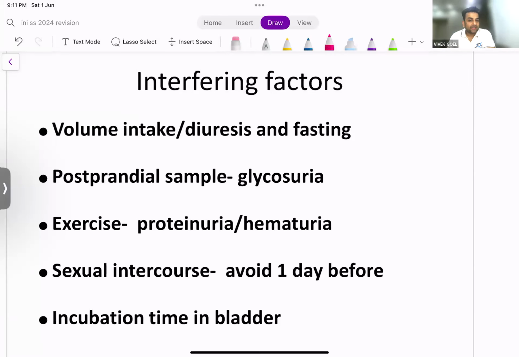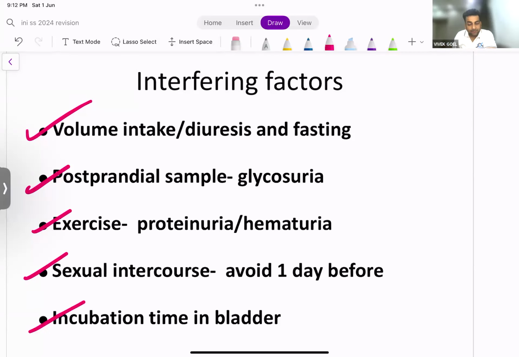So what are the interfering factors? Volume intake or diuresis or fasting has a bearing on the urine because it changes the specific gravity and changes the pH of the urine. I'll tell you how. A postprandial sample could lead to a false positive glycosuria in the urine. Exercise could cause proteinuria or even hematuria in the urine. That is why we always ask the patient to avoid strenuous exercise, even sexual activity, before giving the urine sample. Sexual intercourse is better to be avoided a day before the urine sample.